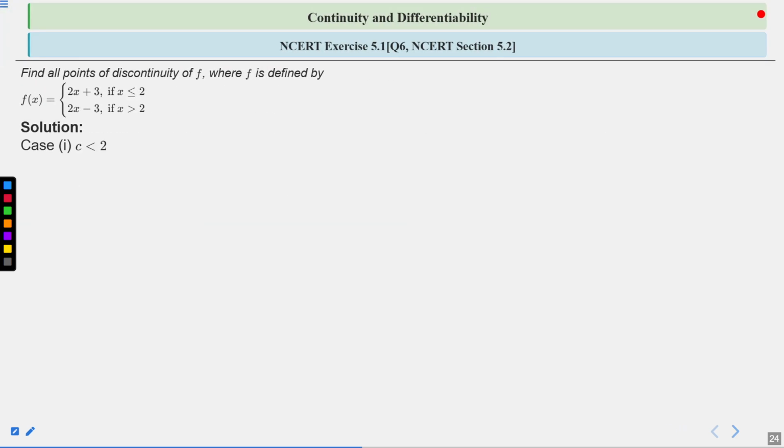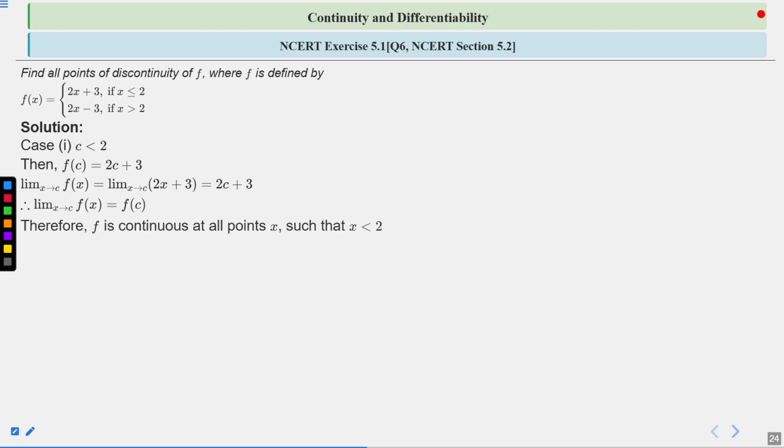Case 1, if c is less than 2, then f(c) will be equal to 2c plus 3, right? Therefore, the limit as x tends to c of f(x) will be equal to the limit as x tends to c of 2x plus 3, which will be equal to 2c plus 3, right? Therefore, the limit as x tends to c of f(x) is equal to f(c). Therefore, f is continuous at all points x such that x is less than 2, right?